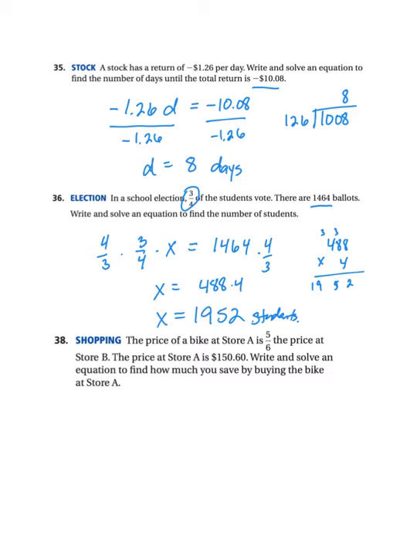All right, the last problem here, I'm given that the price of a bike at store A is equal to 5/6 of the price at store B. And then I'm given that store A is selling the bike for $150.60. So I'm going to substitute that in for A in my equation, and I'm going to use that to solve for B. So I'm going to let you finish that up. Don't forget that once you solve for B, the question is, how much do you save by buying the bike at store A? So you need to see how much cheaper is the bike at store A compared to store B.